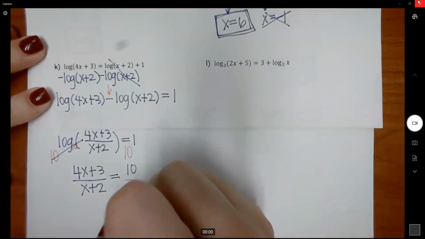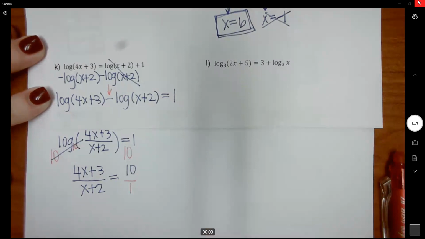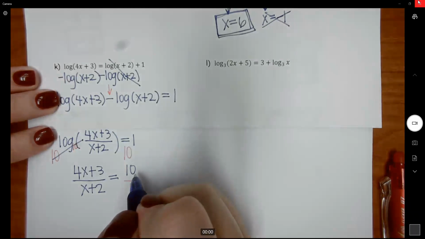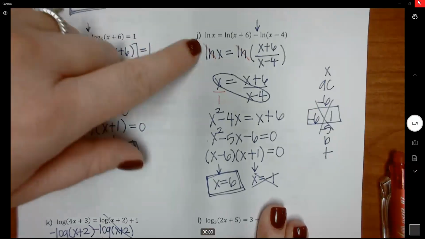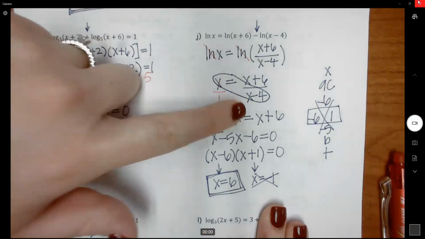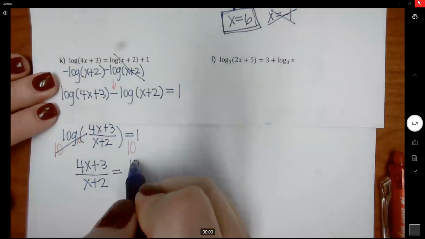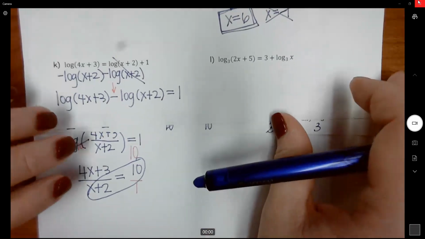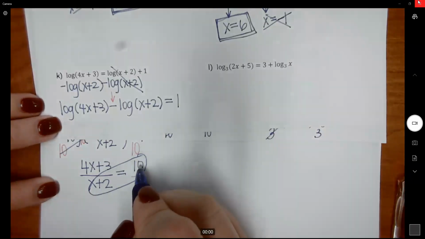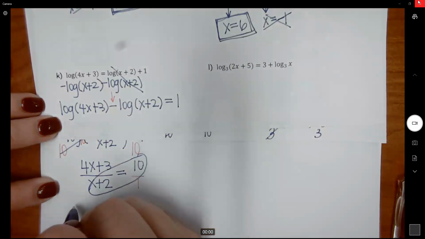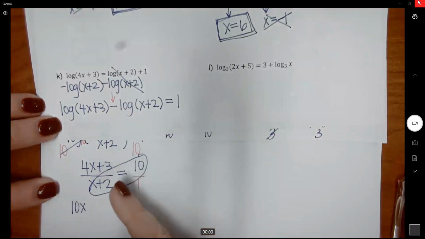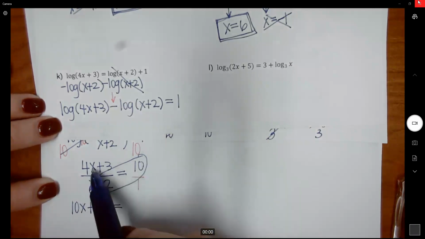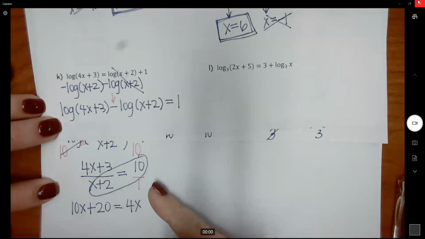I think it's easiest to just treat this as a proportion. So I will rewrite 10 as 10 over 1 and cross multiply. It doesn't matter which way you cross multiply first. Here I went upper left to lower right. This time I will go this way. It does not matter which way you go. So remember to distribute this. So this is 10 times x and 10 times 2 equals 1 times 4x and 1 times 3.